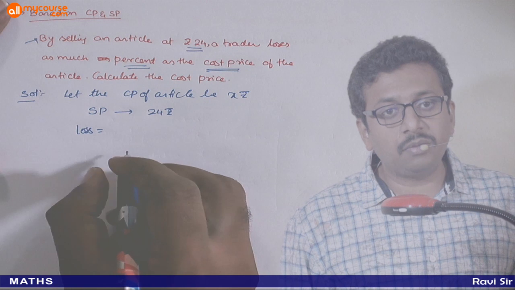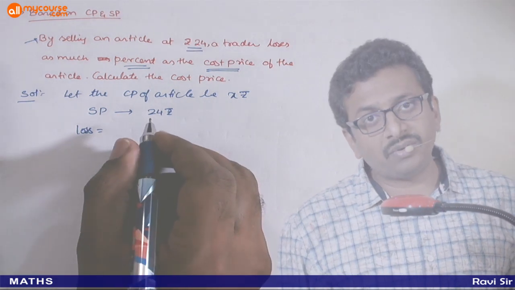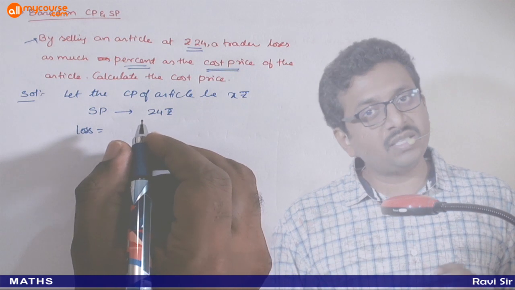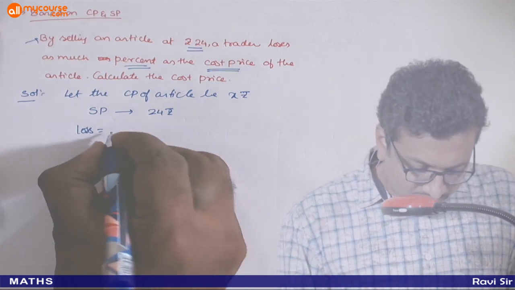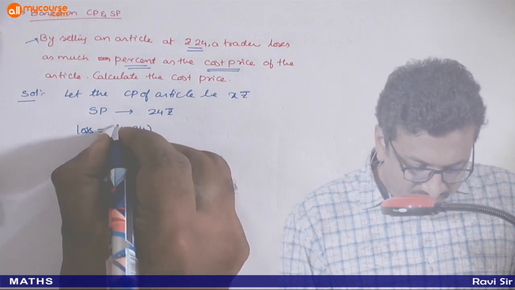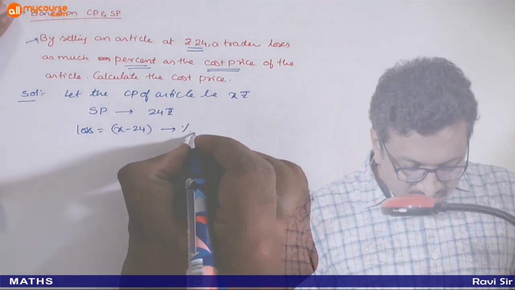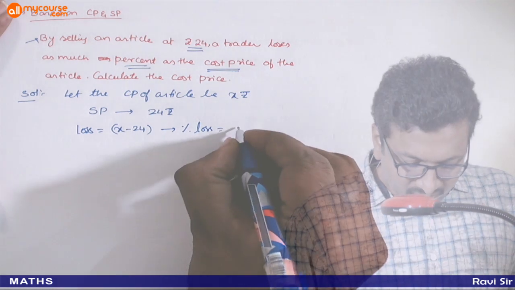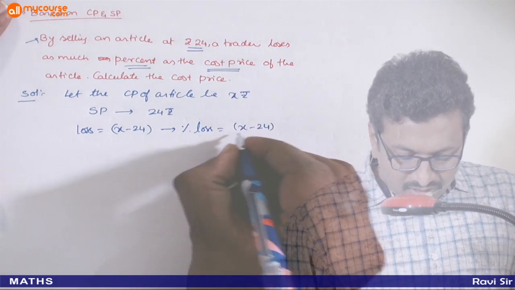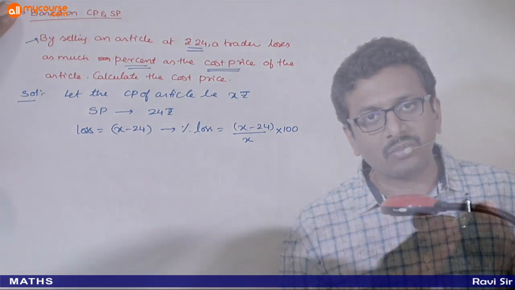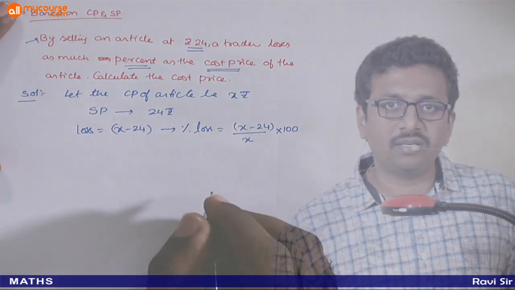Loss is nothing but, what is the formula for loss? Loss का मतलब है CP ज्यादा है, SP कम. So CP minus SP is the loss, which is X minus 24. What is percentage loss? Loss by CP into 100.